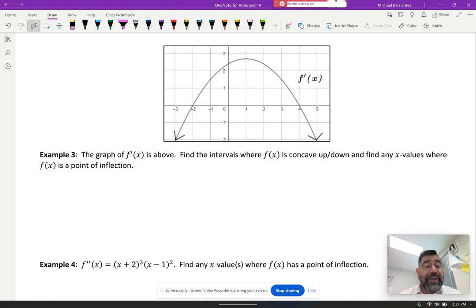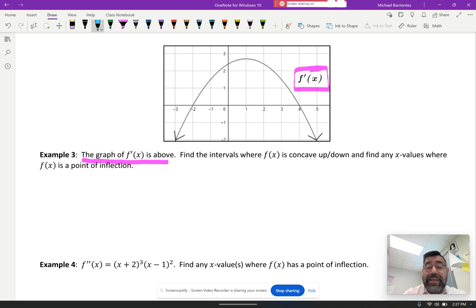What are we given? We're given the graph of f prime of x in the picture here. They're going to tell you what you're given here, and they're going to label what you're given here. Make sure to pay attention to what it is you're given. Find the intervals where f of x is concave up or down, and find any x values where f of x has a point of inflection. So I need to find the second derivative, but I'm given the first derivative graph. So I have to think about, what does that mean?